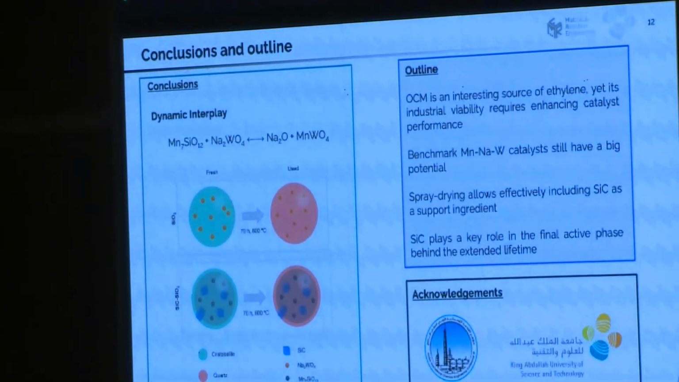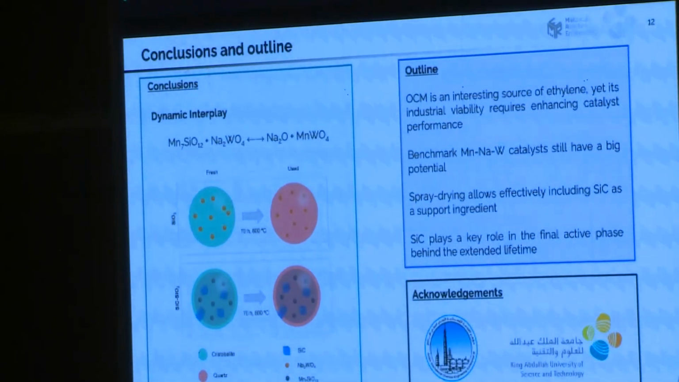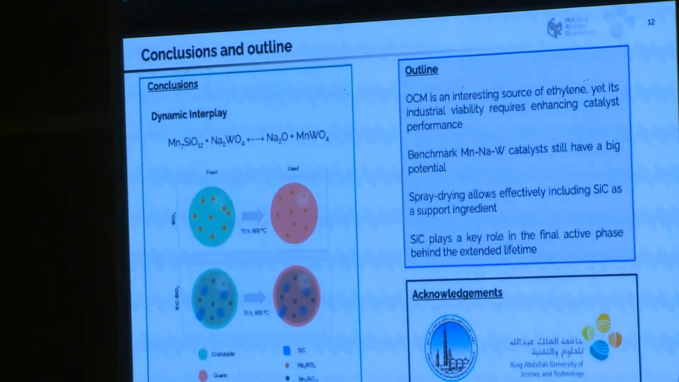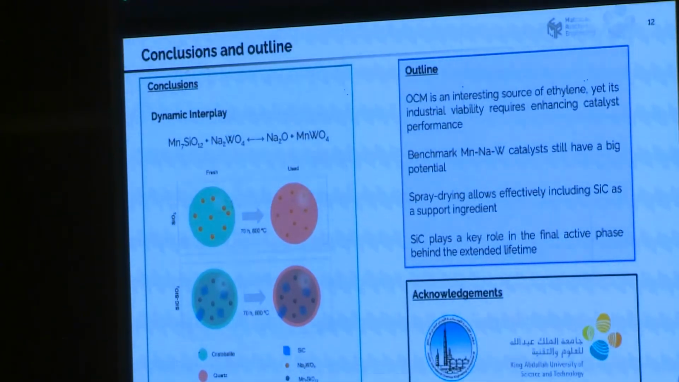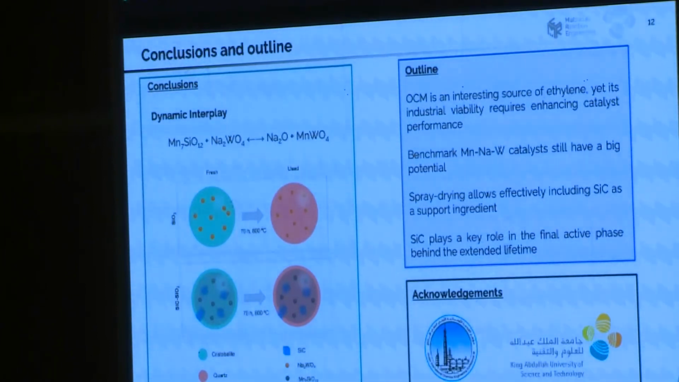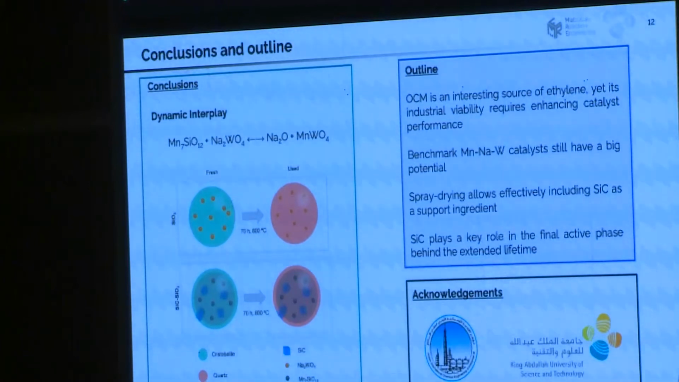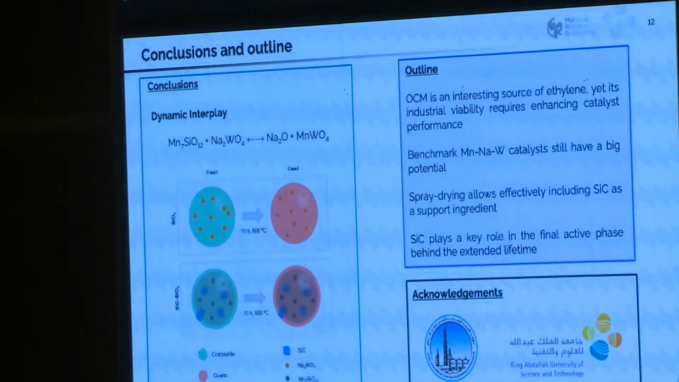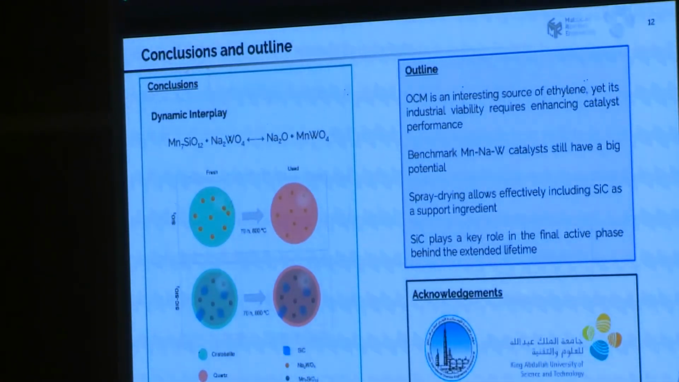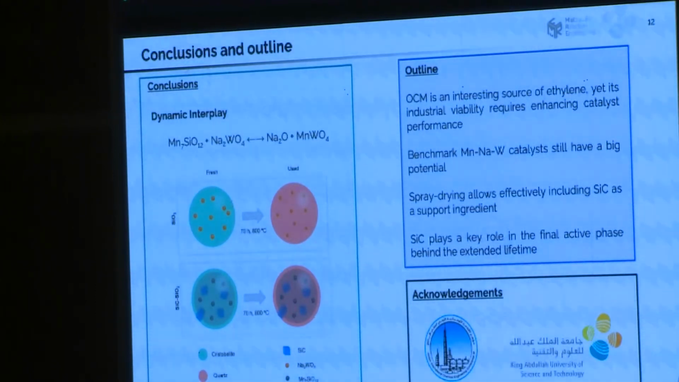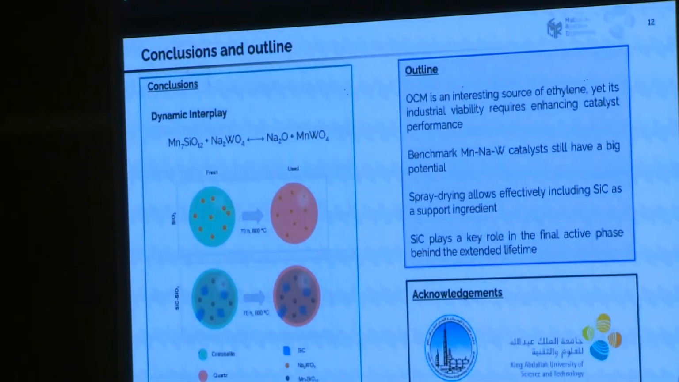So all in all, we synthesized a catalyst through a more novel technique, including silicon carbide, that through the more uniform morphology, enhanced thermal conductivity, and modified active sites, provided similar activity to the benchmark catalyst, but extended stability. And that's the end of my presentation. Thank you very much.